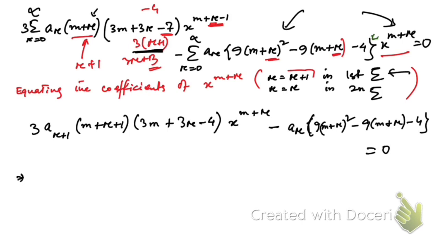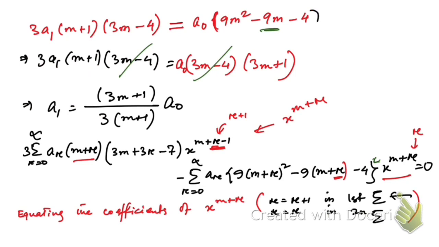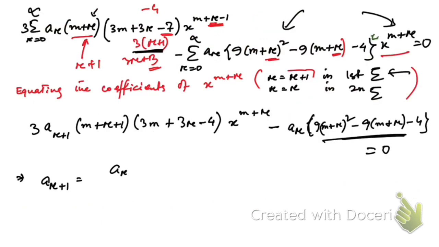So now if you simplify this, then what you will get, so a_{r+1} will be equal to a_r. So we're going to shift this term to that side, and simplify as we did here, as we have done here. Okay, so instead of m, now we have m plus r.